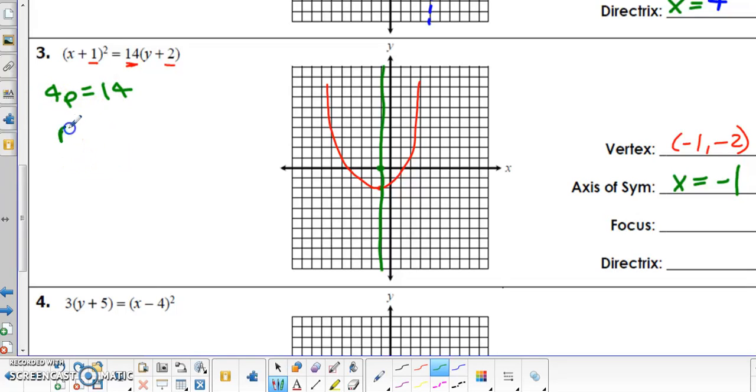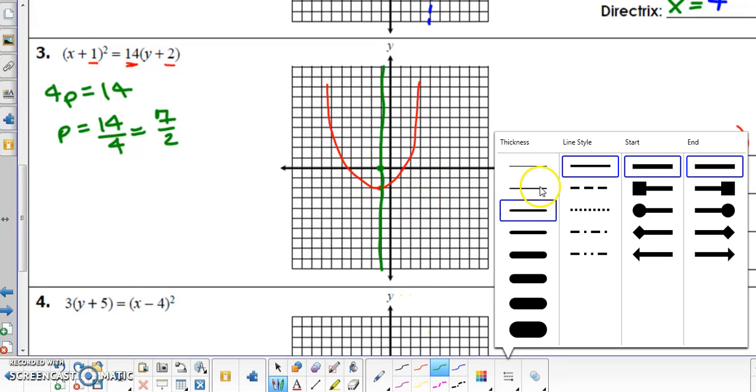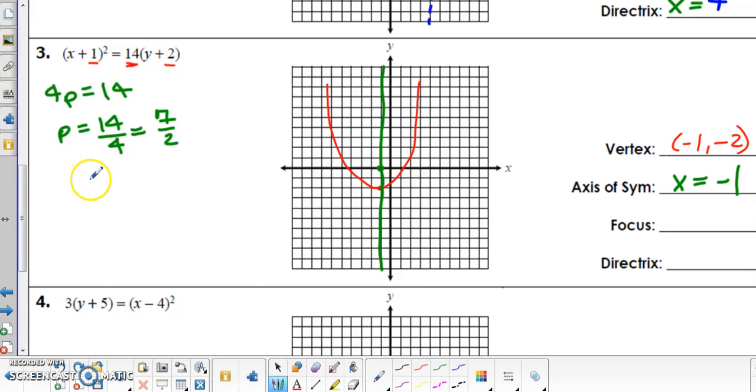I'm going to divide by 4 on both sides, that gets me p equals 14 over 4, which reduces to 7 halves. So now here's the part where everybody has their mark on, because it's fractions. So now I'm going to take this 7 halves and I have to add it to my vertex and I have to subtract it from my vertex. So if every coordinate point along here on my x is staying the same on my axis of symmetry, that means that I'm going to be changing my y coordinate. So I'm going to be going up 7 halves and down 7 halves from that vertex.